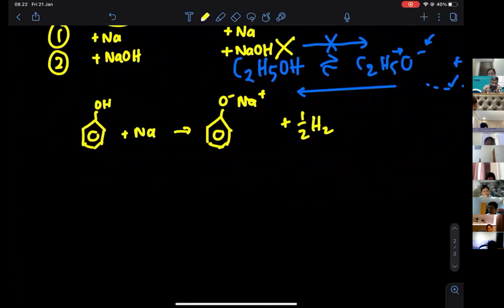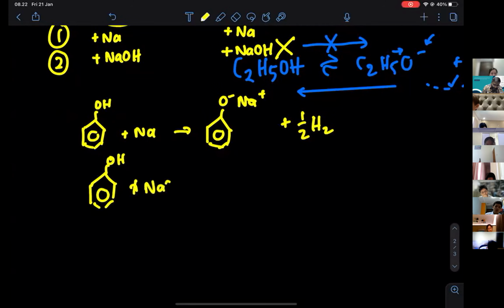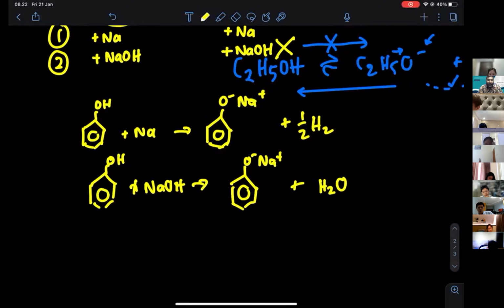And if you react phenol with sodium hydroxide, this is all a neutralization reaction. You are going to get O minus Na plus, and then you will have H2O.